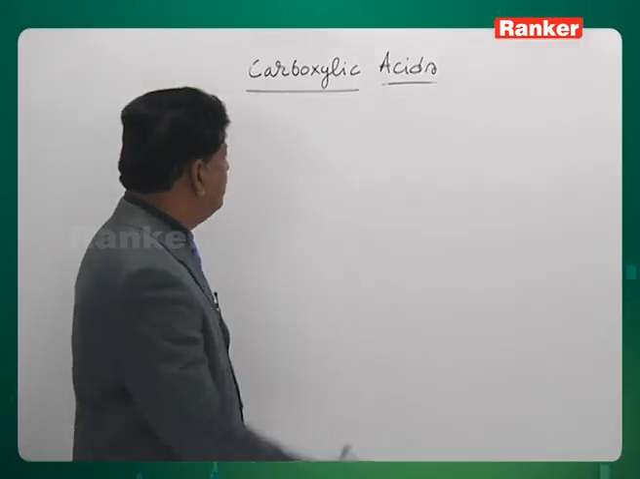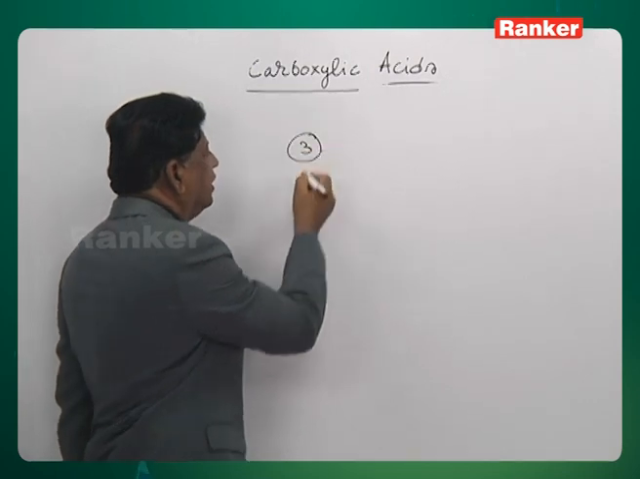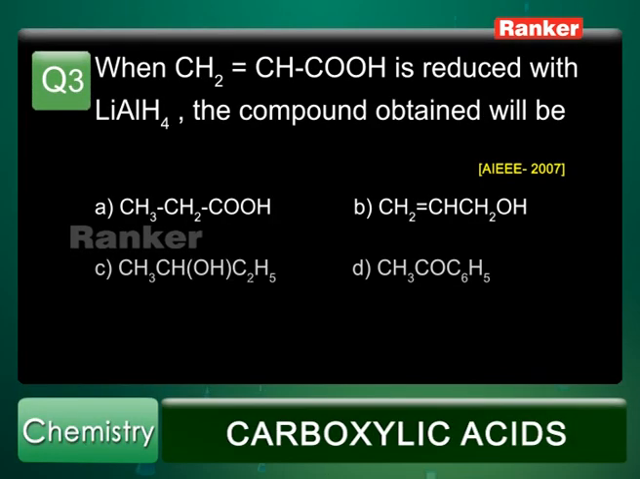Now let's go for question number 3. In the third question, he has taken a compound, an alkene attached to the COOH. This is called propenoic acid, or commercially acrylic acid. This acrylic acid is reduced with lithium aluminum hydride. The compound obtained will be?